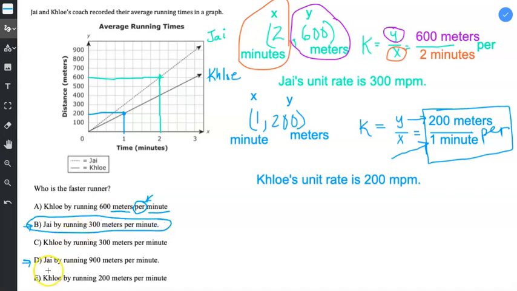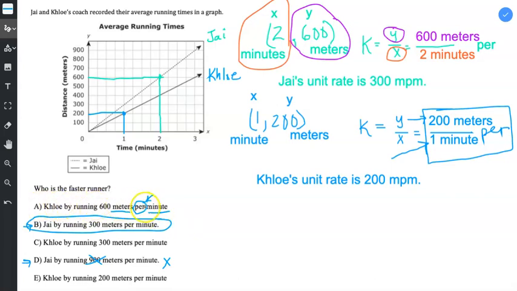All right, let's look at this one next just to make sure this isn't correct. Jai by running 900 meters per minute. Well, the part that's incorrect is the 900 meters. He doesn't run 900 meters per minute. He runs 300 meters per minute. And a good test taker reads every choice, so I'm going to go back and say why these are incorrect.